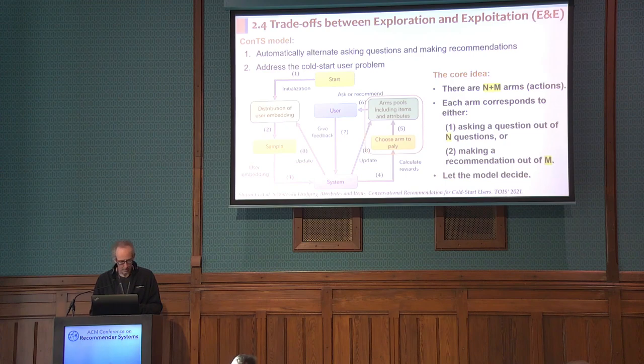So let's move ahead. There's one more model that I'd like to mention here. This was published in TOIS, Transactions on Information Systems, I think just one or two months ago. What's the point here? Again, this idea that your choices, your actions can be very hybrid. Items, questions, attributes. So let's walk through this diagram on the left. So we start at the top.